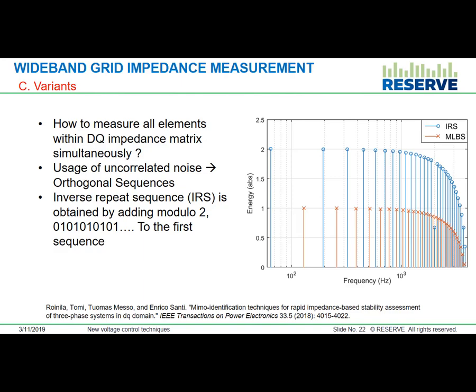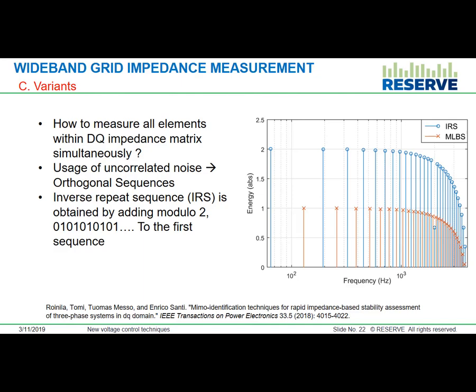A way of doing that is you take your first signal and add the sequence called modulo 2, which is 0101, to the first sequence. Then you obtain what is known as the inverse repeat sequence, IRS, as shown in blue here. So you see, when the first sequence has energy at a certain frequency, the second sequence has no energy. And when the second sequence has energy, the first sequence has no energy. So this uncorrelated excitation would mean that I can measure the impedances simultaneously.